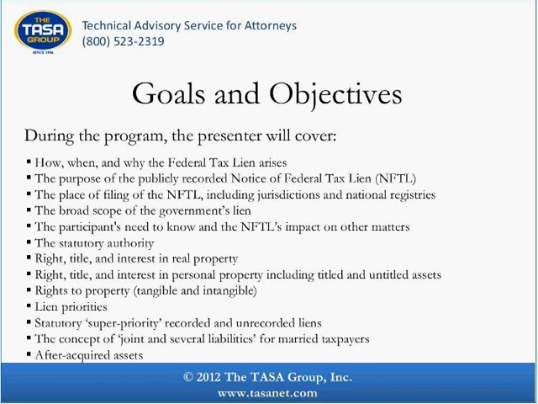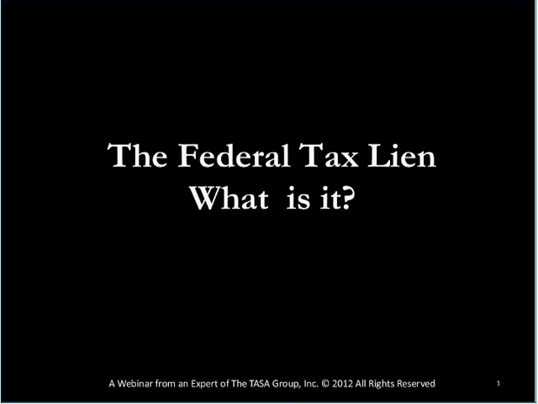property, including titled and untitled assets, rights to property, both tangible and intangible, lien properties, statutory superpriority, recorded and unrecorded liens, the concept of joint and several liabilities for married taxpayers, and finally, after acquired assets. I'd like to point out before we begin that this is a very introductory presentation.